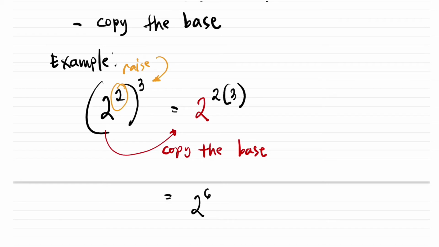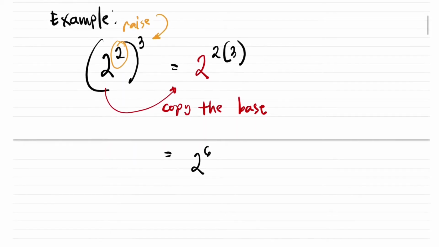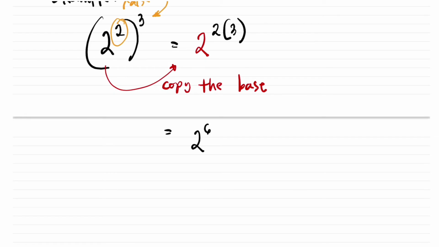Alright, this is the second rule, the power rule. Next, we go to the third one. We call it the quotient rule.